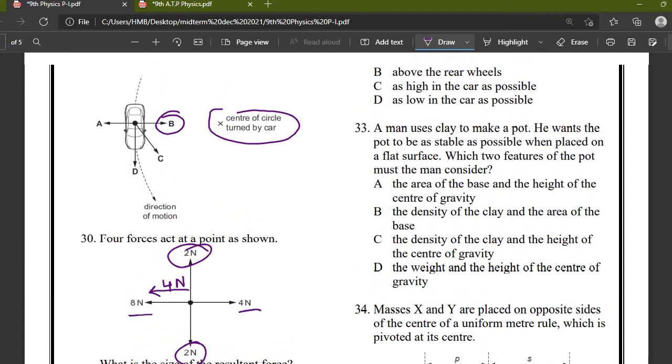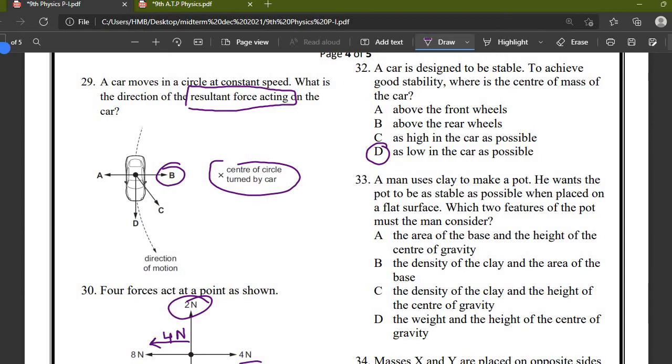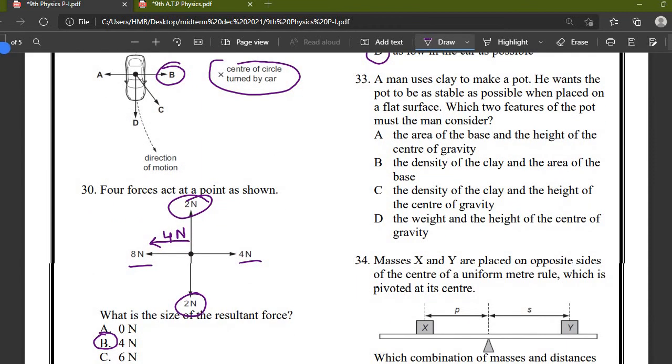Let's come to our next question, number 32. A car is designed to be more stable. To achieve good stability, where should the center of mass be? As we have discussed in the previous question, the center of mass should be as low as possible to make the car or the body stable. So the correct answer is option D. Center of mass should be as low in the car as possible.